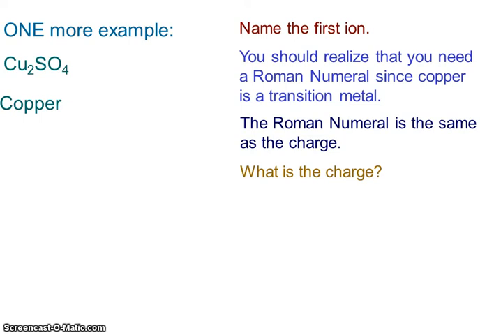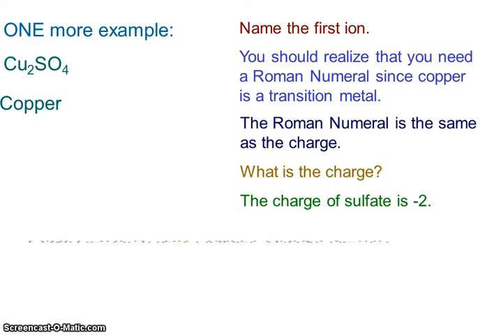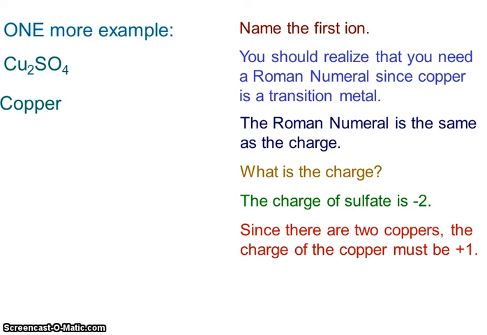How am I going to do that? I'm going to use my good old deductive reasoning. I know that compounds have to be neutral, and I know that the charge of sulfate is -2. That means that the collective charge of copper must be +2. And so if there's a +2 charge for 2 coppers, that means each copper must be +1. So this is copper(I), and the name of the second ion is sulfate.